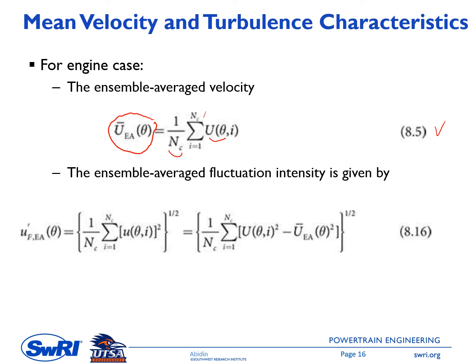And then the ensemble average fluctuation intensity can be calculated following equation 8.16. The formula is similar to 8.5. In this case, we use the fluctuating velocity. This is the root mean square of the fluctuating velocity.